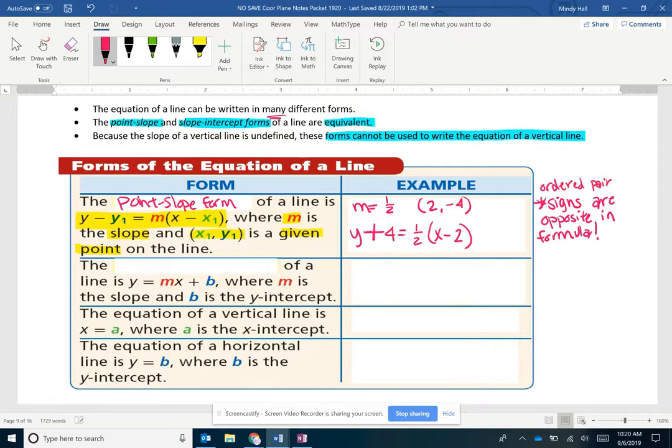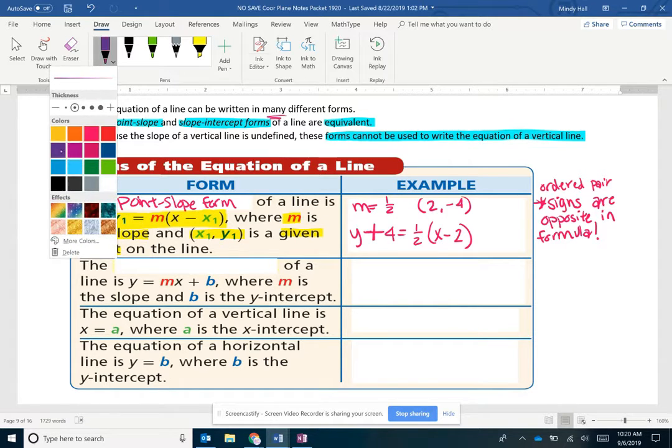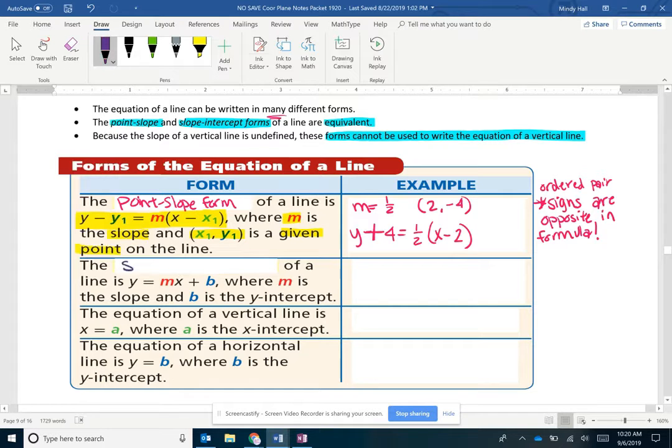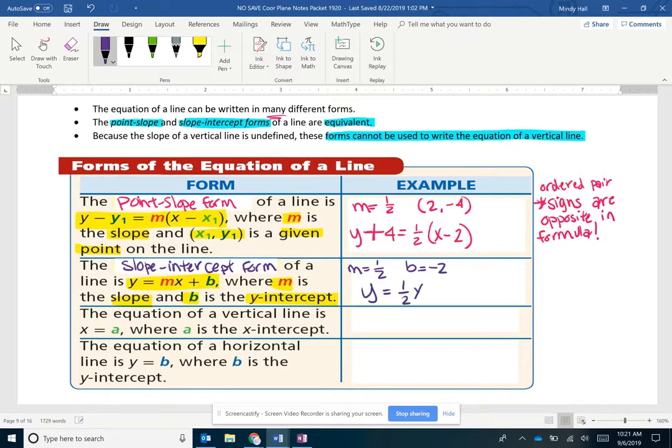All right, so then we have slope-intercept form, and that's probably the one most people are most familiar with. Slope-intercept form is y equals mx plus b, where m is your slope and b is your y-intercept. So let's say we knew that our slope was 1/2, and our y-intercept is -2. Then we would have y equals 1/2 x minus 2. So with this one, signs stay the same.